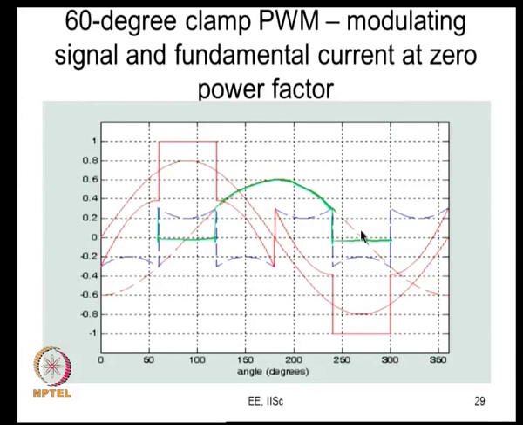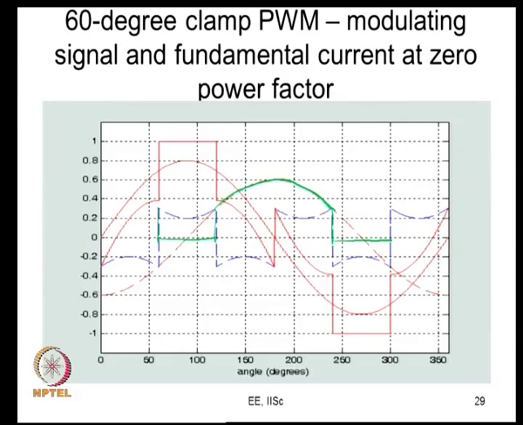In fact, this is only if you consider the same carrier frequency. If you consider the carrier frequency to be 1.5 times, then you will see that 60 degree clamp PWM actually results in higher switching loss than conventional space vector PWM at 0 power factor. So, this is a very good solution at unity power factor, but it is not a good solution when you are really talking of 0 power factor. You need to do it differently.